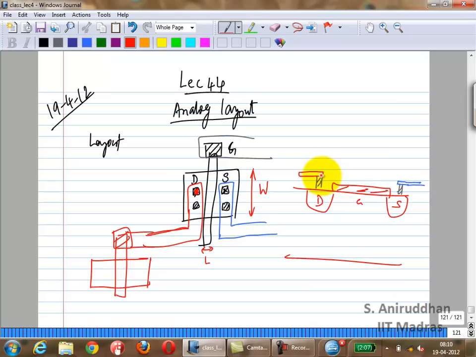And now the metal too can have different levels. So you have different metal layers. The lowest metal layer is usually called metal 1, and then metal 2 and metal 3 and so on. You can have all the way up to 5 or 6 metal layers, maybe even a larger number. Okay?